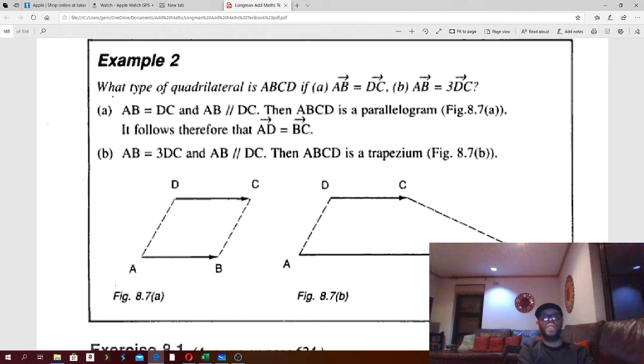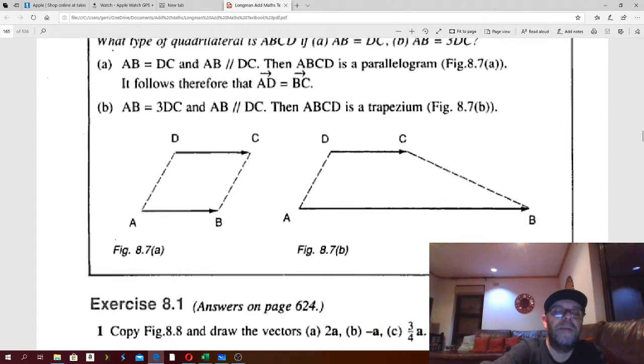But look at the second one, which is that AB is 3 times DC. So the AB vector is triple the length. Okay, well, that means it's got to be parallel because the directions must be the same, but the magnitudes aren't the same. And that would indicate that the shape ABCD there would be a trapezium, if we had a vector that did that.